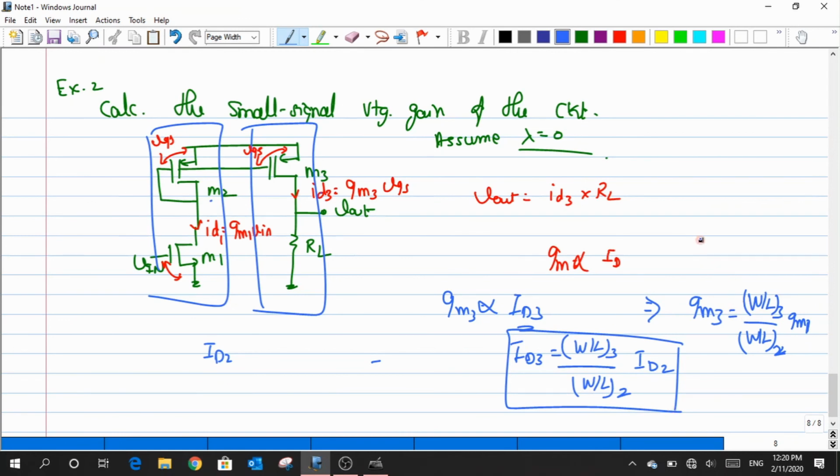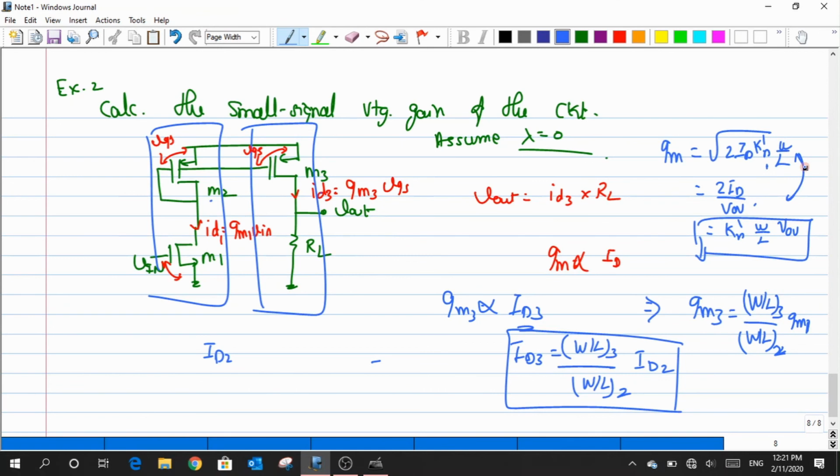Now, there are different ways of writing this Gm. One is square root of 2 ID Kn dash W by L. The other is 2 ID by VOV, and Kn dash W by L VOV. Out of these, we need not consider the third form. First let me compare only these two forms. Among those two forms, which form do I need to consider?